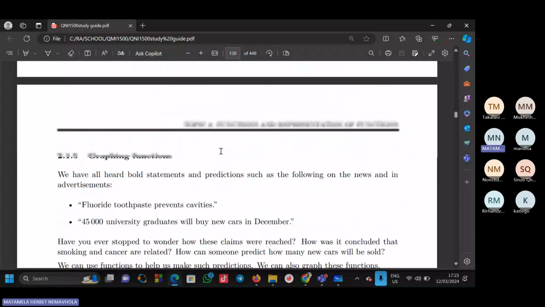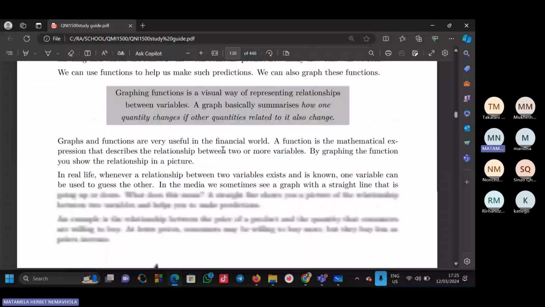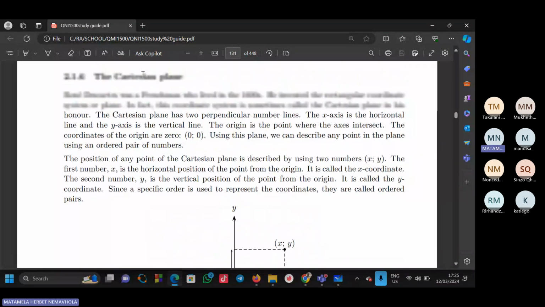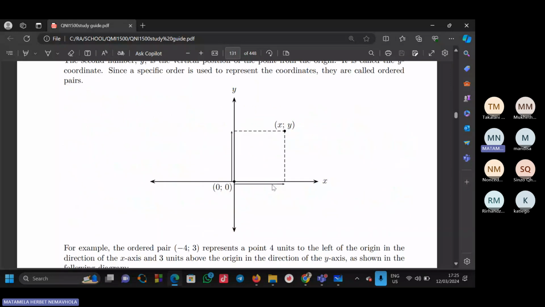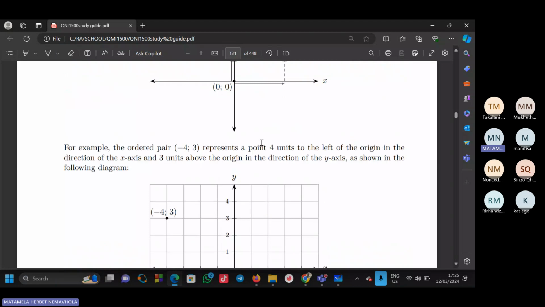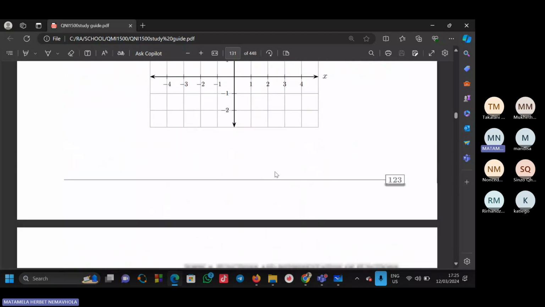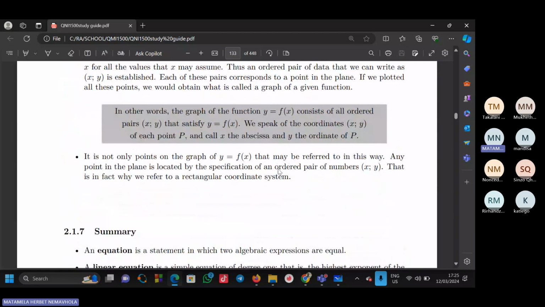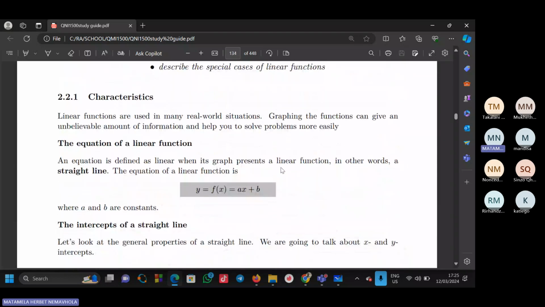Okay, this is page number 121 in your study guide. You can check that. There they are teaching you about the Cartesian plane we already discussed. That is x and y. I already showed you that. And then how to write the plotting number, how to plot those coordinates. You can plot them. We didn't really plot them. Then now they will be showing you the equation of a straight line.